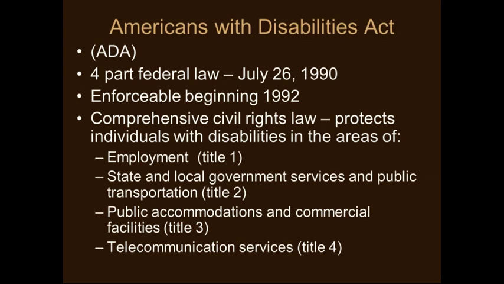Now, we talked about the Americans with Disabilities Act. It is a 4-part federal law, and it was mandated starting July 26, 1990, and it started being enforceable in 1992. It's a comprehensive civil rights law, and it protects individuals with disabilities in the area of employment, which is referenced as Title I, and state and local government services and public transportation, Title II. So you see buses that come around, and of course all different types of public transportation, have to be accessible. And then Title III deals with public accommodations and commercial facilities.